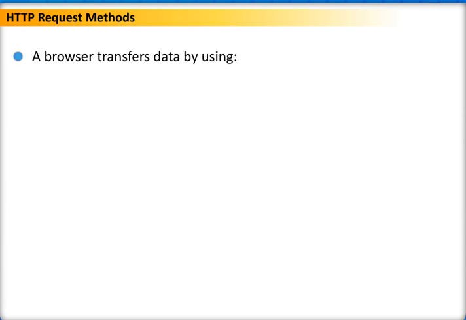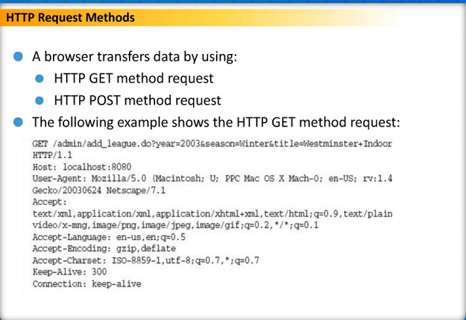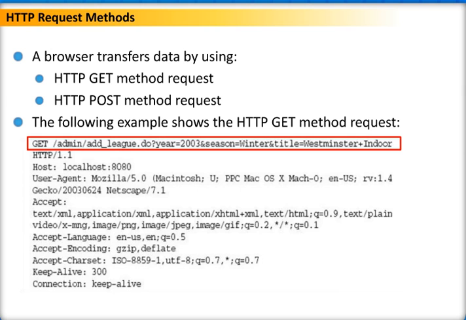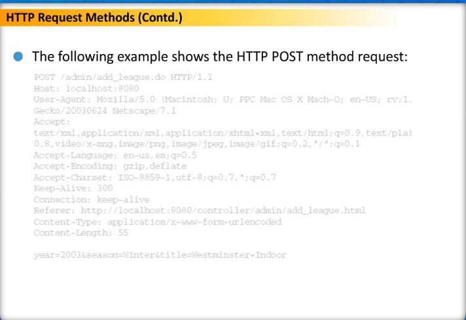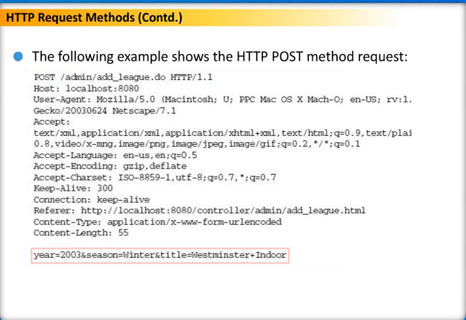A browser transfers data by using either HTTP GET method request or HTTP POST method request. In the displayed example, the highlighted line shows the HTTP GET request header. In this line, the keys and values are visible from the form fields. In the displayed example, this line shows the HTTP POST request header. In this line, the keys and values are not visible. Instead, they are written at the end, preceded by a blank line.